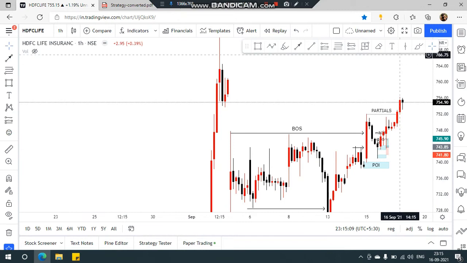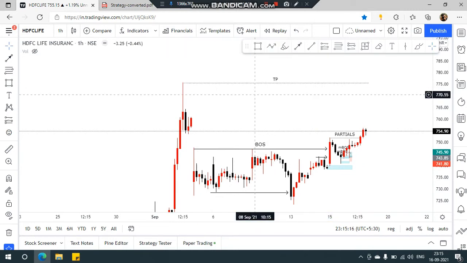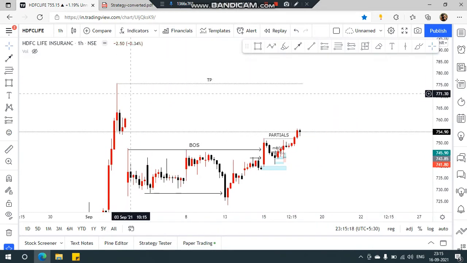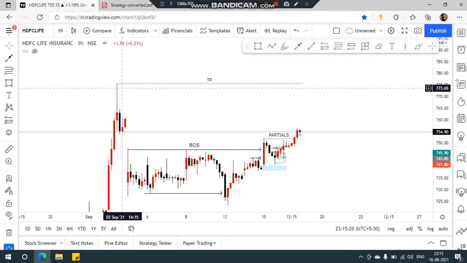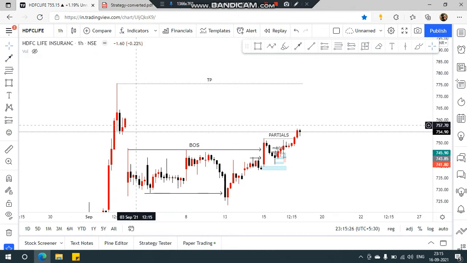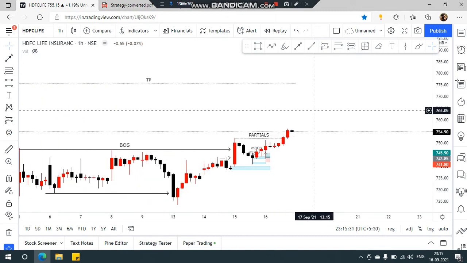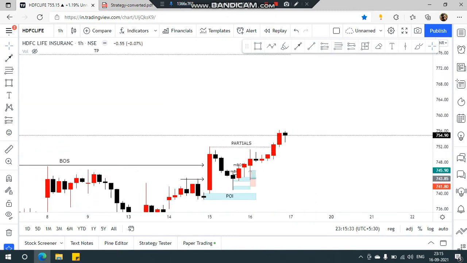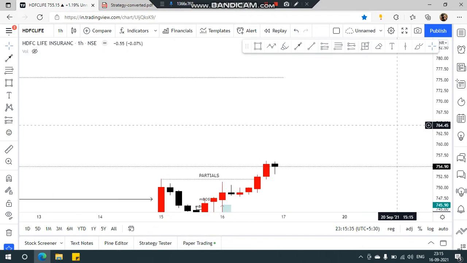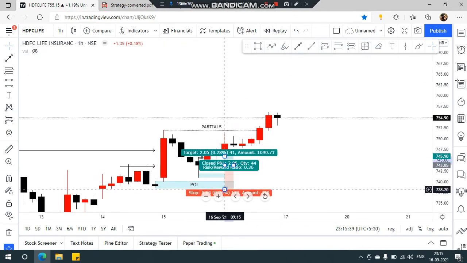My target would not be the tip of this candle, because it didn't have any breakout structure. I place it on the recent high instead. This was the high and then it came around here, so I'm going to place my target on this high, and for a safer trade I can actually put my stop loss below the original POI.